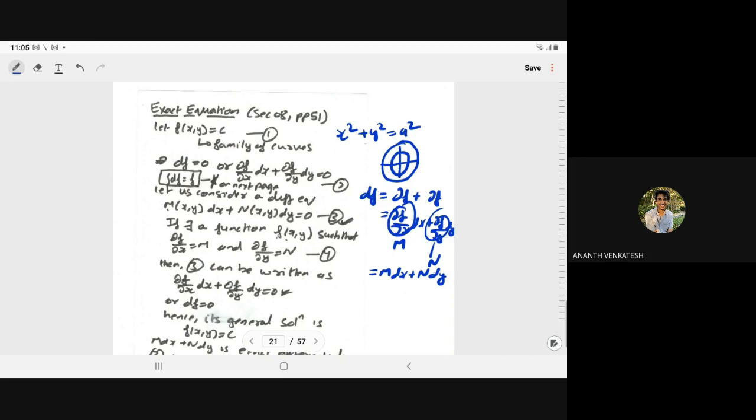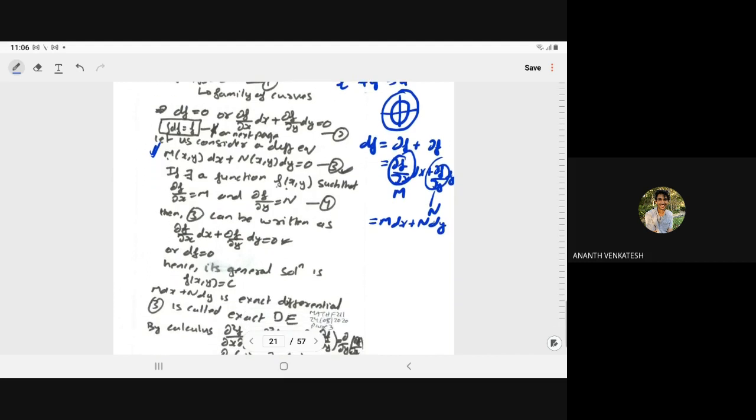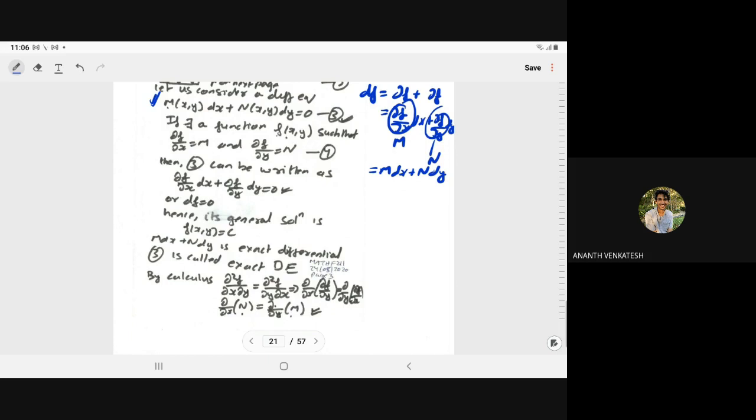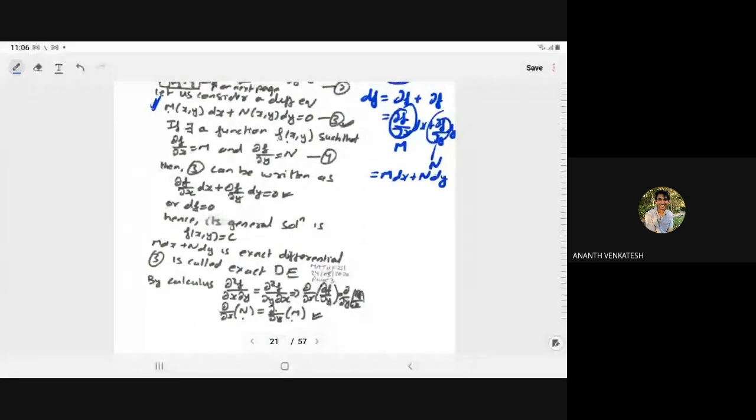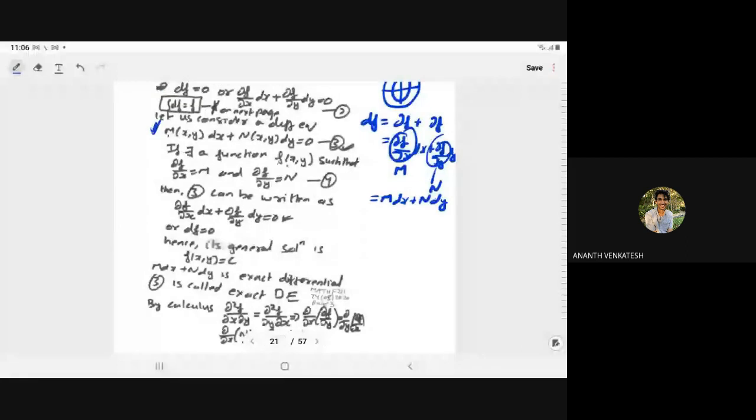So here in general we have the equation of this form, M dx plus N dy, where M and N are functions of x and y. If we can write M is equal to del f by del x and N is equal to del f by del y, then from the above theory, this can be written as df is equal to 0, and by integration it will give you f(x,y) is equal to c. So here the equation 3, this M dx plus N dy, is termed as an exact equation.